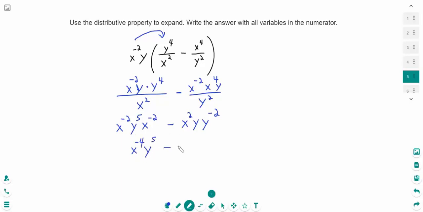Over here, I have an x squared. There's nothing I can multiply that by. And then I have a y times a y to the negative 2. That's going to give me y to the negative 1. And now I've got everything simplified. Everything is in the numerator. So we're in the correct format for what the directions specified. Okay? So hopefully that makes sense.